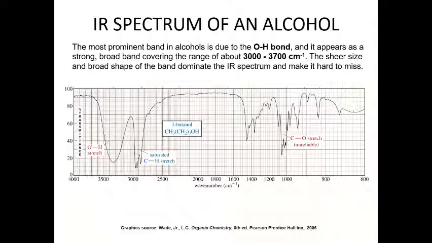This is an example of 1-butanol, and this is the saturated CH stretch. And here, as we saw, this is the fingerprint region, and the C-O stretch is unreliable. You cannot easily identify that signal.